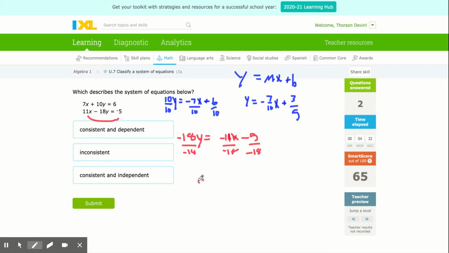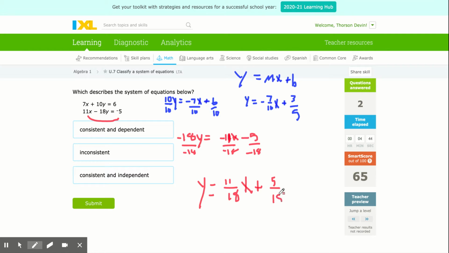Again, that leaves me y equals. Now a negative divided by a negative is positive, and that's an 11, not a 14. It looks kind of like a 14. And it's going to be 11 over 18, because that does not reduce. x. And then a minus over a minus is a plus. 5 over 18, again, does not reduce.